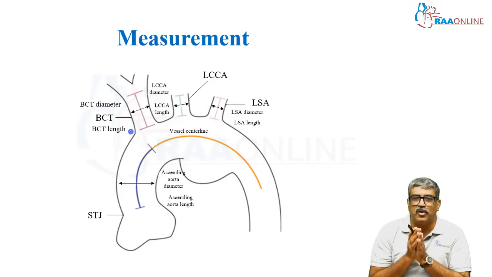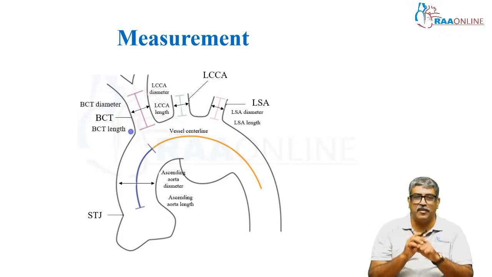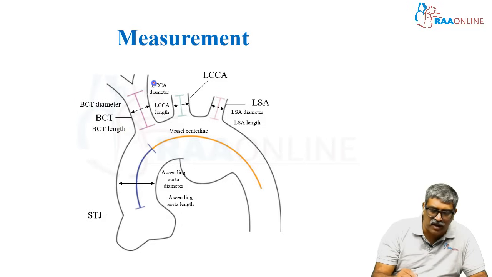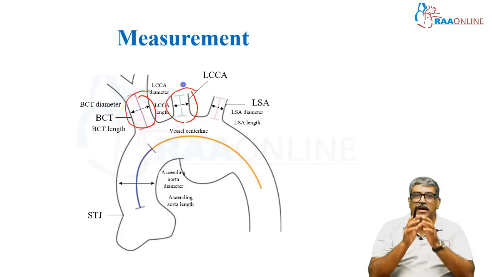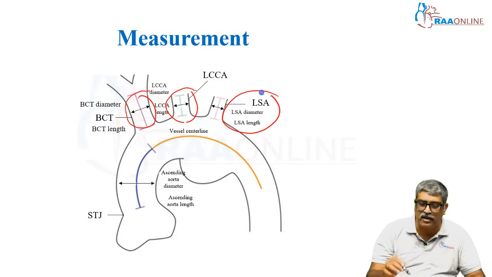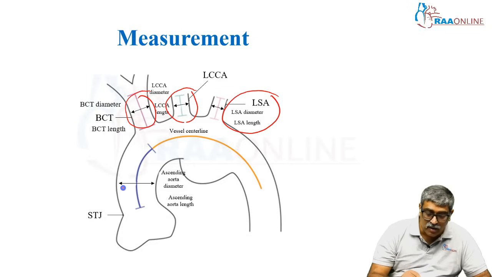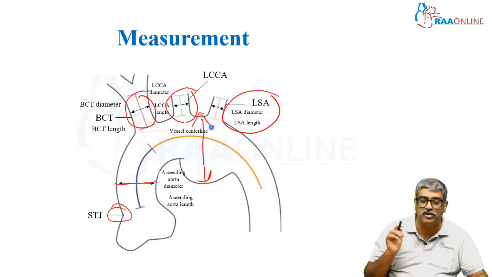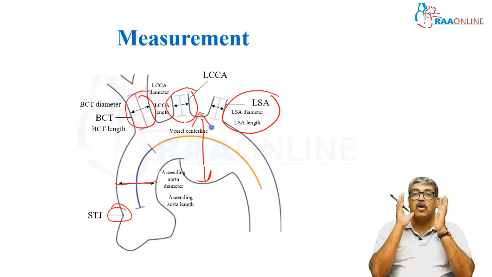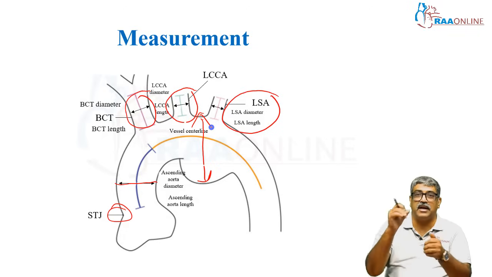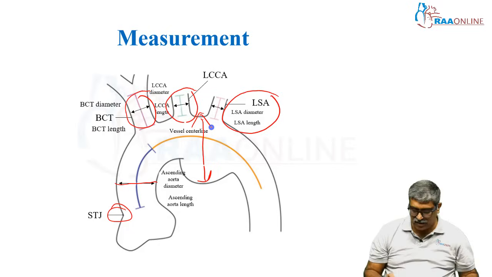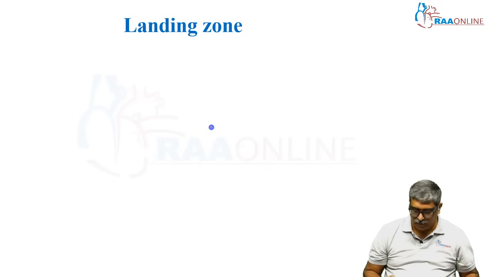Whenever you look at the hybrid arch, you have to take the measurement of all the vessels. Innominate artery length and diameter, your left common carotid artery length and diameter, your subclavian artery diameter and length, and the sinotubular junction and the ascending aorta diameter and length. Another important thing is the aneurysm diameter and length. These are all very important measurements. Accordingly, you can decide about the stent placement, landing zone and the debranching of the various vessels.